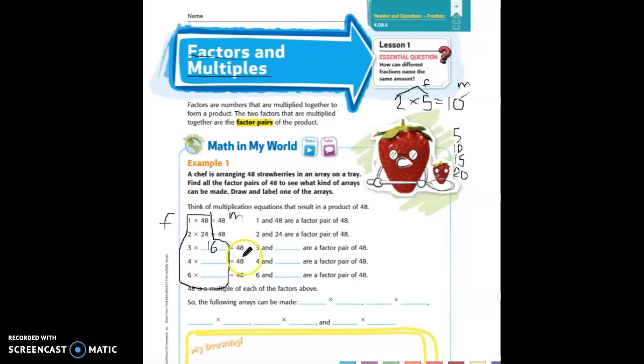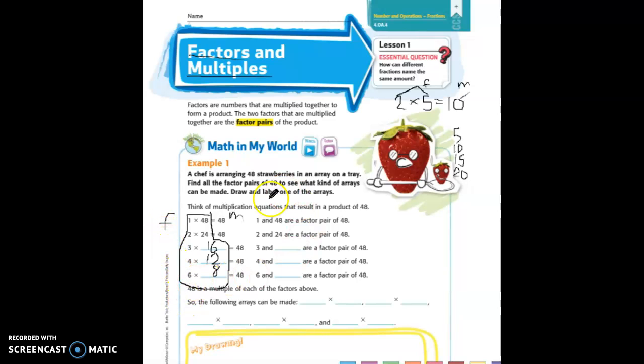Now 4 times something will get me 48. 4 times 12. And 6 times 8 is 48. So these are all the factors. Now we went 1, 2, 3, 4, 6. Why didn't we say 5? Well, because if we do our counting by fives, we're not going to say 48. 5, 10, 15, 20, 25, 30, 35, 40, 45, 50. We're going to go from 45 to 50, completely skipping over 48. So that is not a factor of 48.